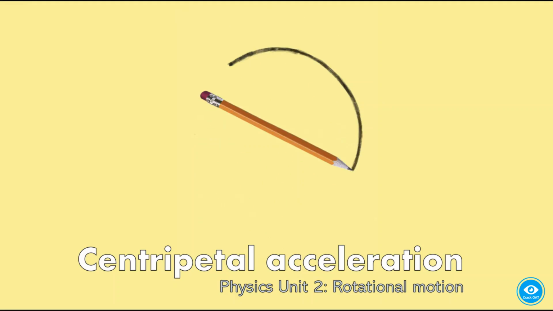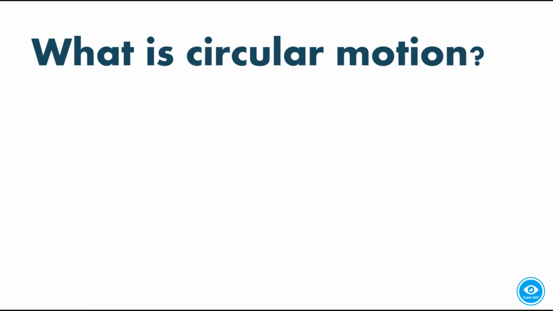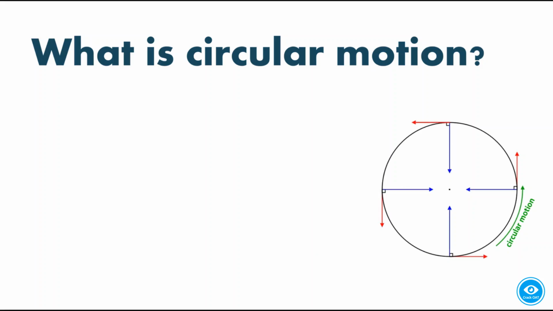Let's get started. So first we're going to talk about circular motion, and as the name suggests, circular motion is a motion that occurs in the shape of a circle. And within that circle there are different forces and velocities in play. So first we're going to talk about radial and tangential components.